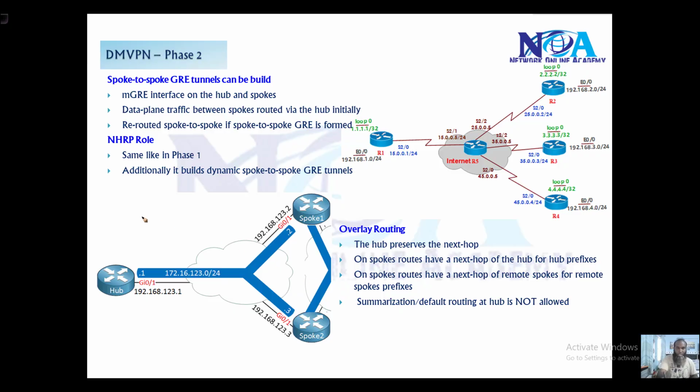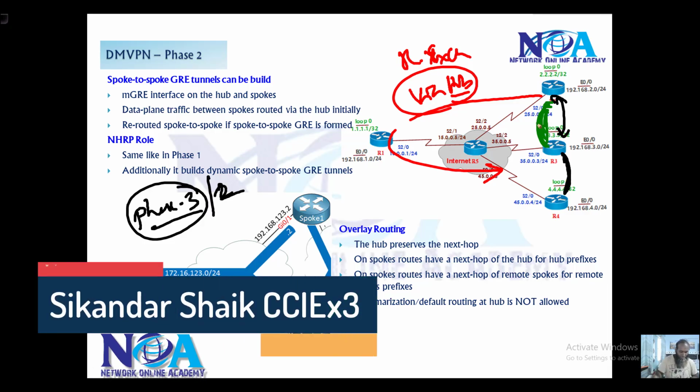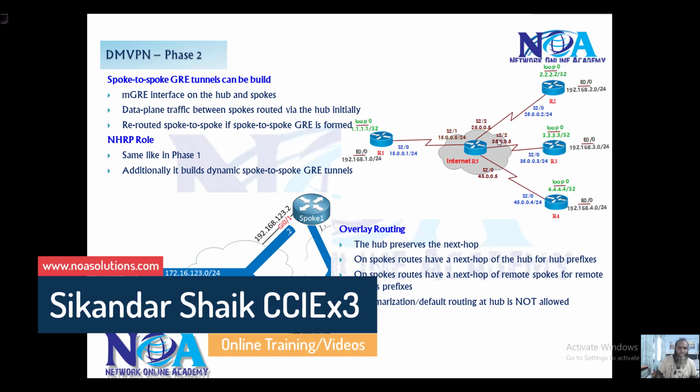In phase 3, I'll be talking more about it. It is almost exactly equivalent to phase 2 in terms of configuration, except for one or two commands. But in phase 3 we can still have dynamic tunnels established between spoke to spoke. At the same time we can ensure that the traffic goes via the hub, meaning the route exchange goes via the hub, but you can still have direct communication between spoke to spoke using NHRP redirect messages. I'll be talking more on that when we get into the phase 3 implementation and configurations.